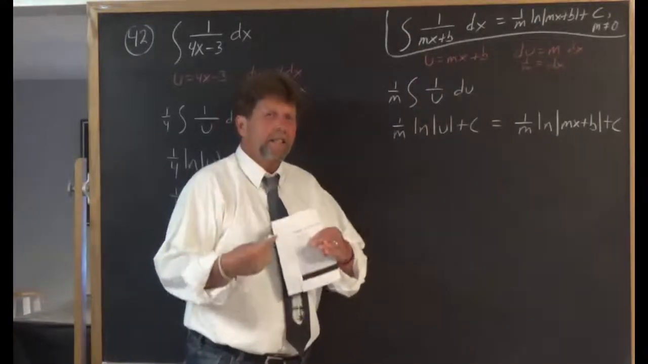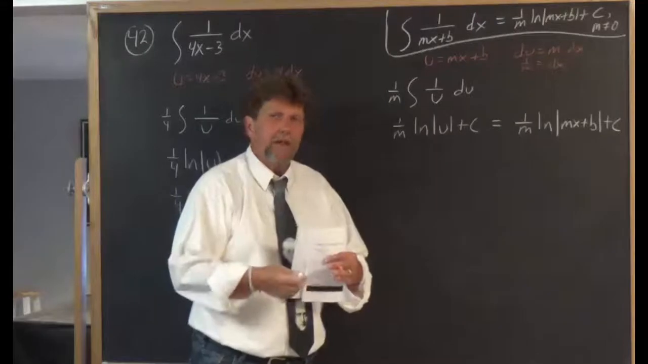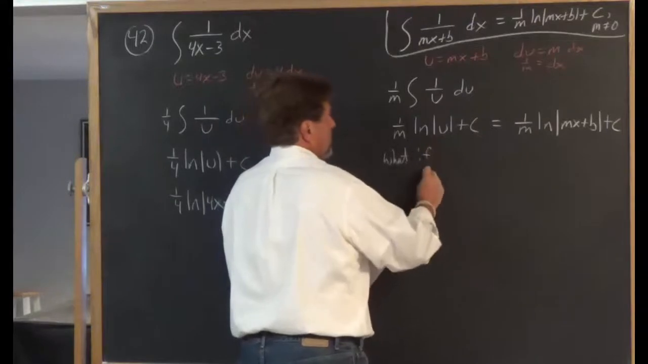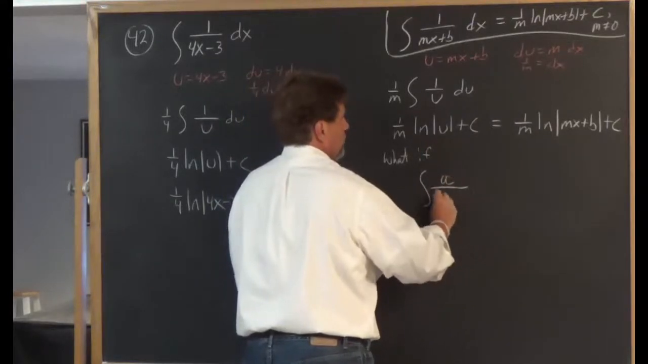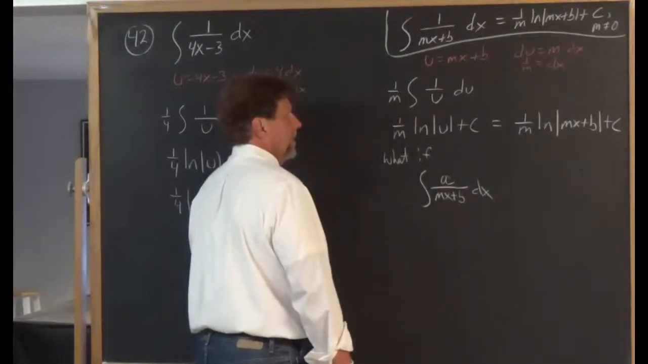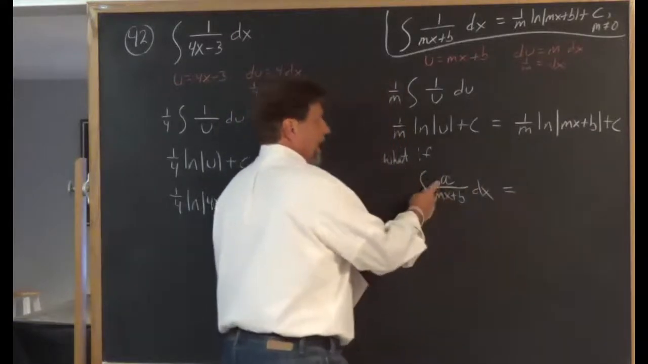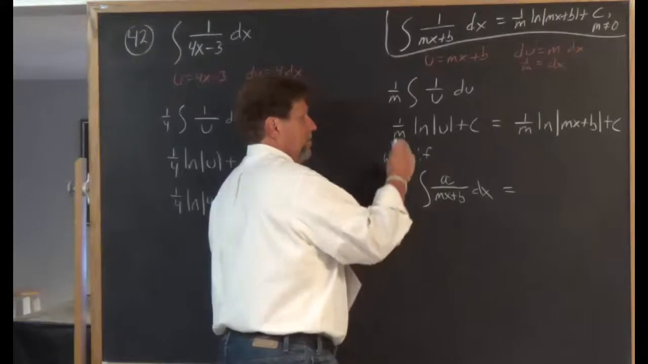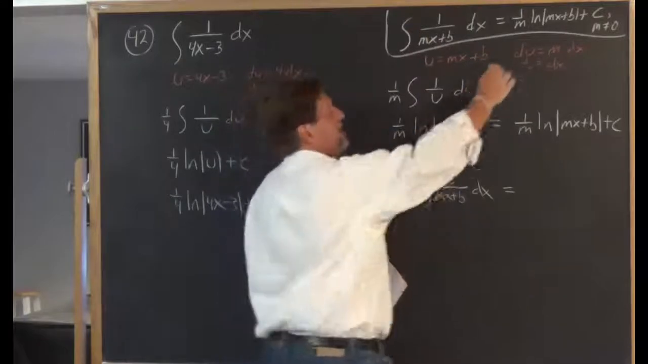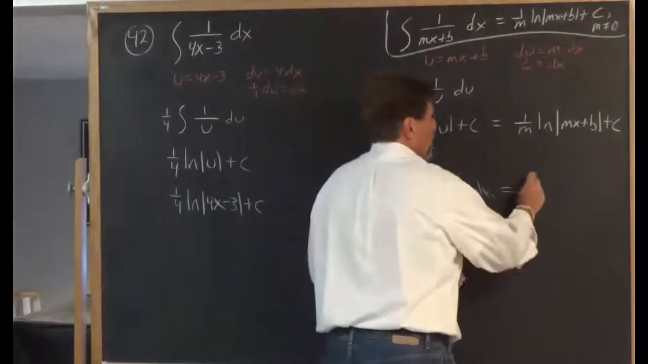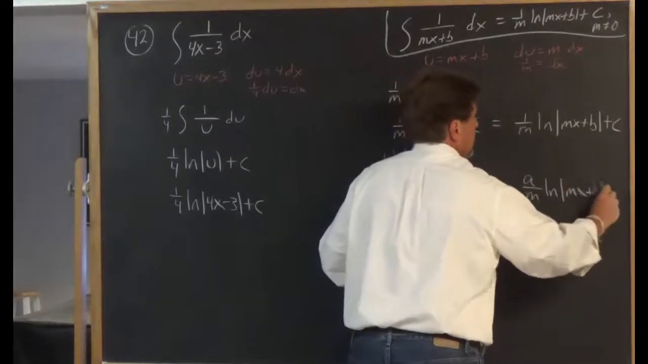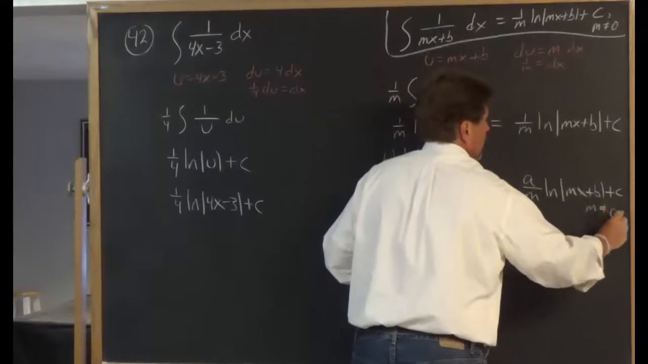So how could I extend this new rule that we have just developed? What if I solve the antiderivative of a over mx plus b dx? Well, since a is a constant, you could rip a out front, it's just going to be a times this integral. Well, a times this integral means it's a times this antiderivative, which gives us a over m, the natural log, absolute value mx plus b plus c, where again, m does not equal 0.